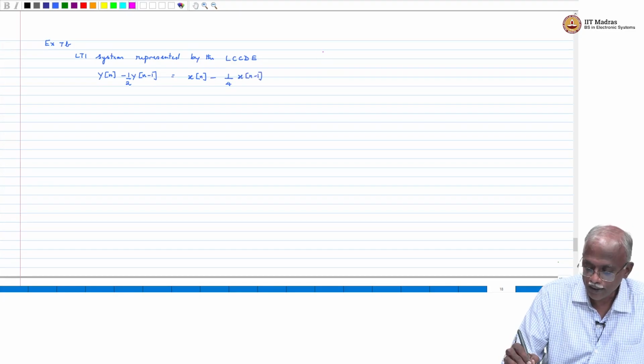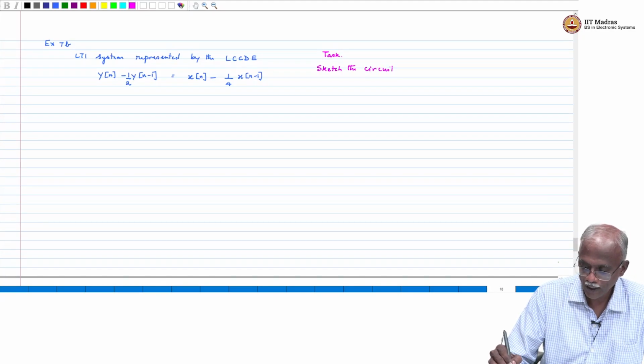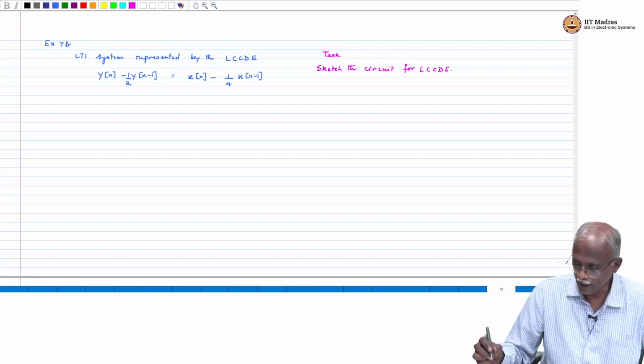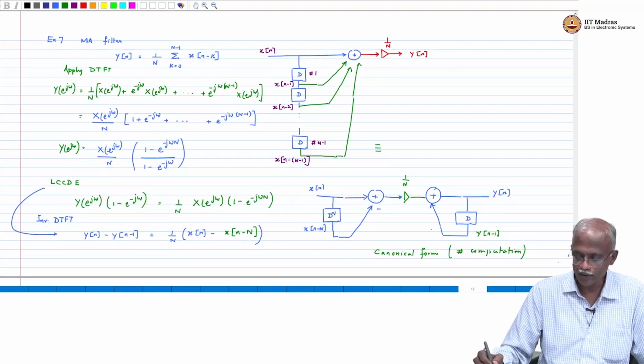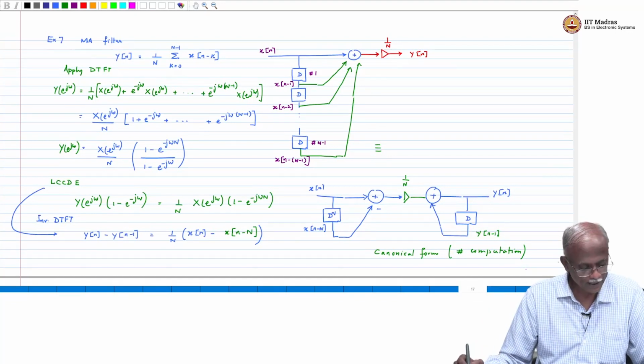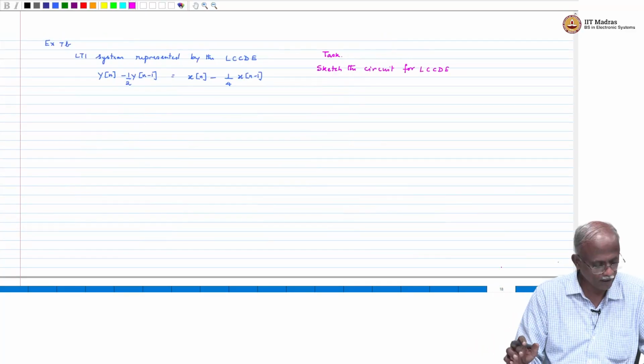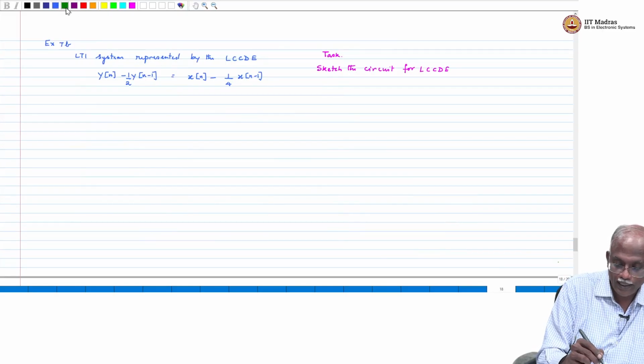Okay, I am going to give you a task: to sketch the circuit for implementing this. So, the circuit for the LCCDE. Okay, it will look just like this one. Of course, you have to adjust the delays correctly, apply scale factors, but I am sure that you will be able to do that. Okay, that's an important one. But what I would like to do is apply the discrete time Fourier transform.